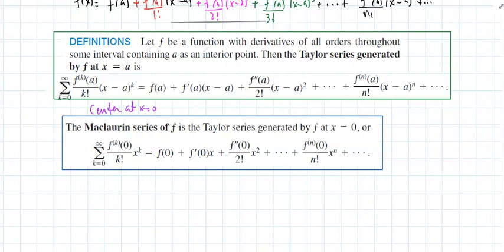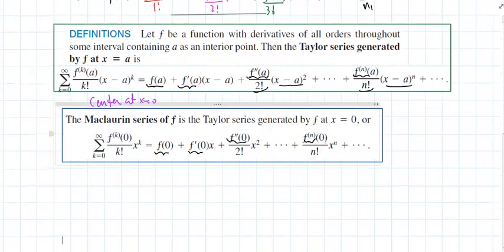So what I need to do this, I need f evaluated at the value, the derivative, the second derivative, the nth derivative at this a, times these don't change. Those are the same. And if it's centered at 0, I want f of 0, f prime of 0, f double prime of 0, and all the way to f sub n of 0.